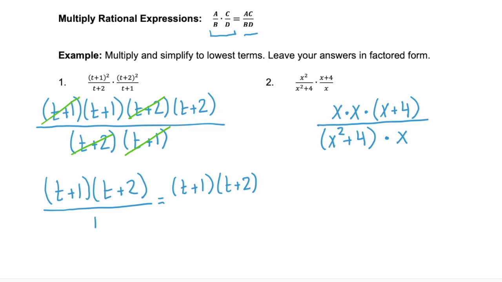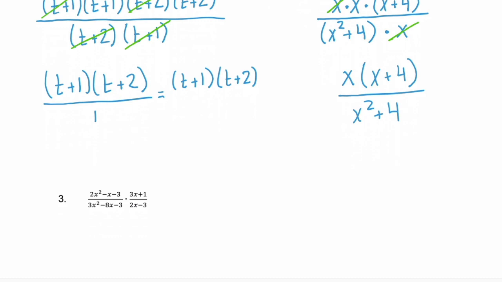So everything's factored, so we compare the numerator and the denominator, and the only factor they have in common is an x. So those simplify out, leaving us with a numerator of x times x plus 4 over a denominator of x squared plus 4. Let's look at example 3.